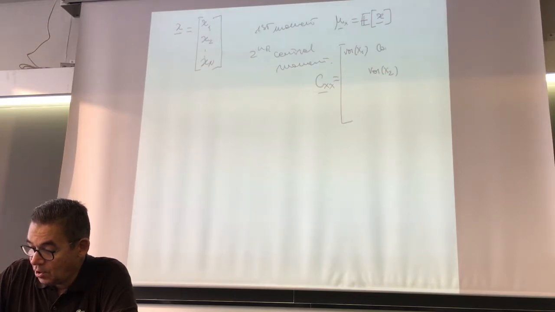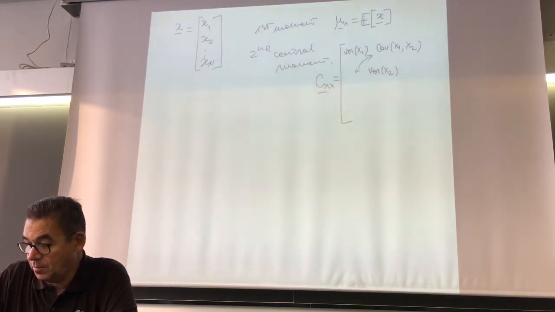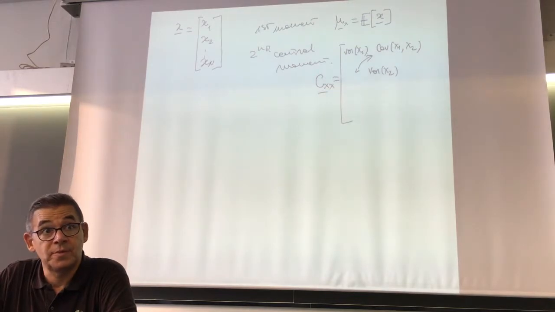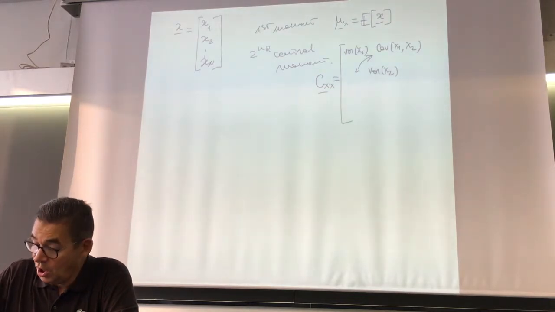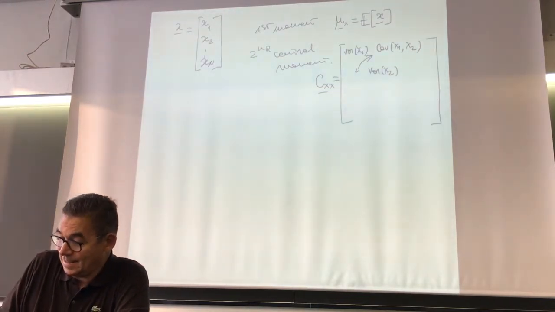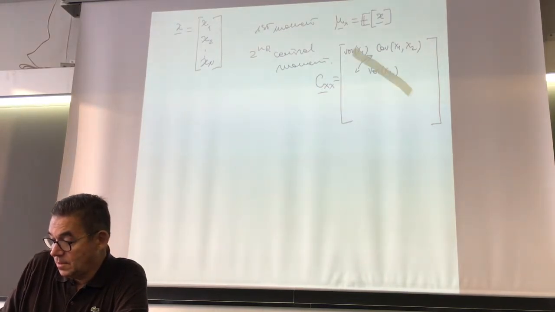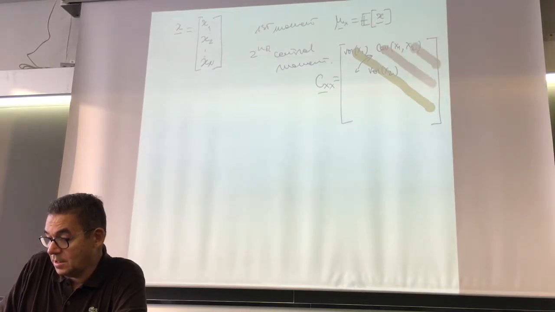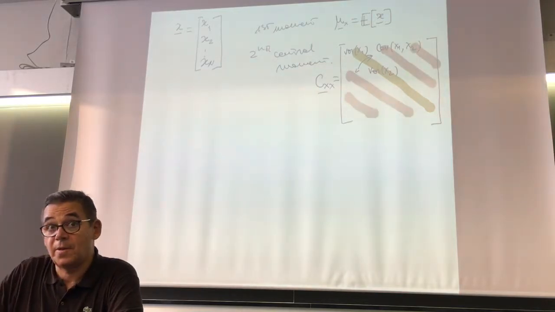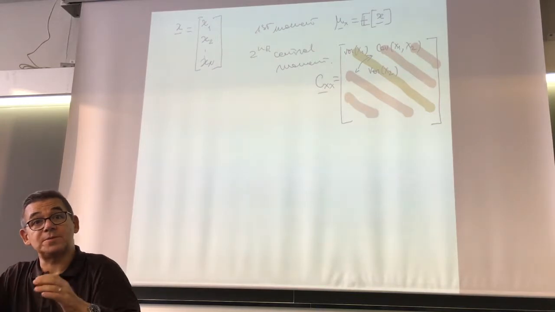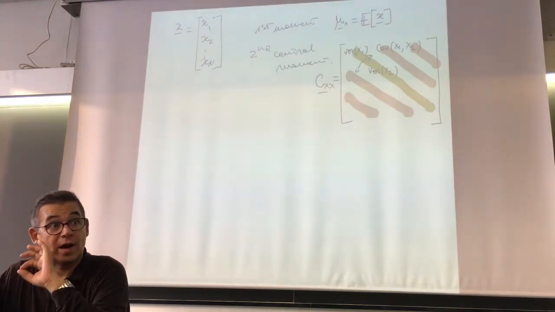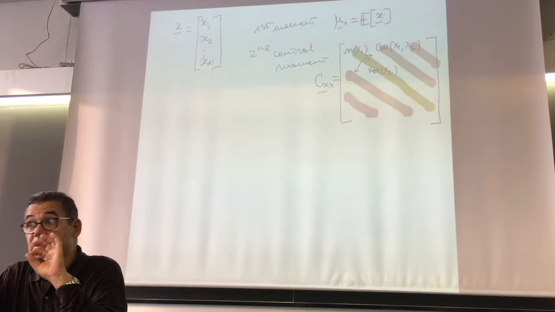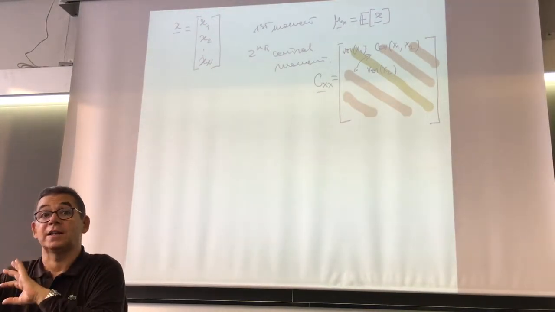And here I can find the covariance between x1 and x2. Here I can see the same, because the matrix is symmetric. Along the diagonal I can see the variance, and off the diagonal I can see the covariance. The covariance between these two random variables means how these two random variables are correlated.